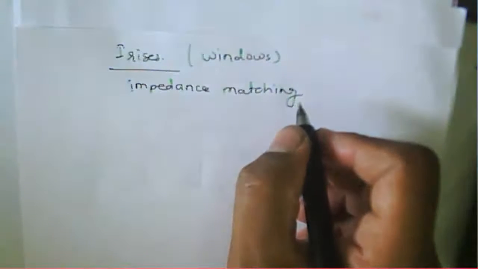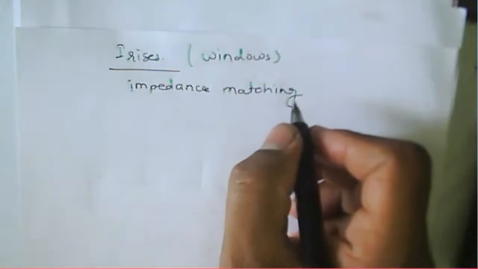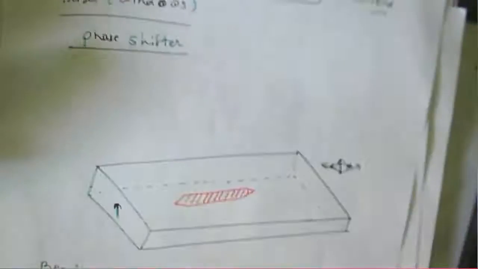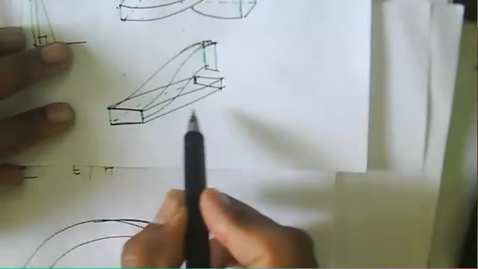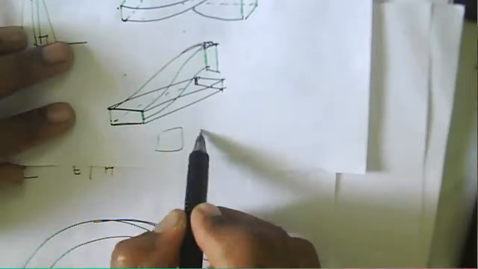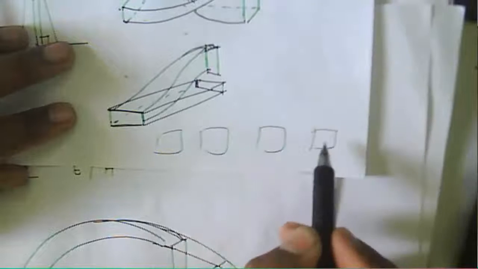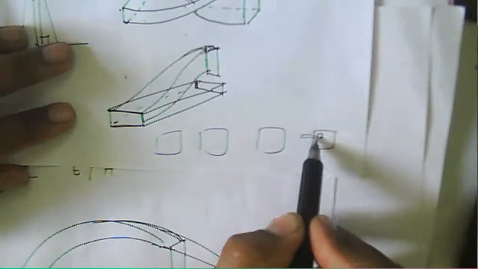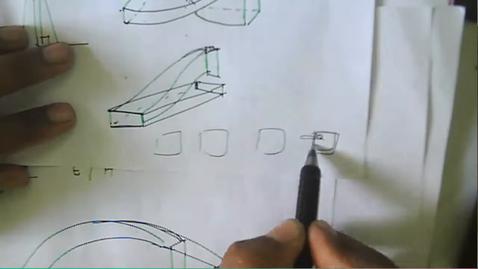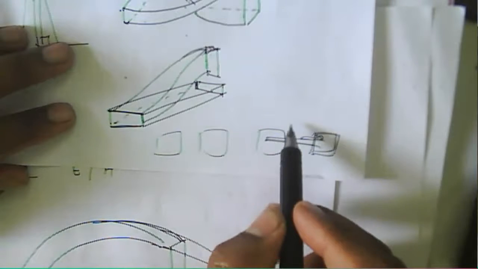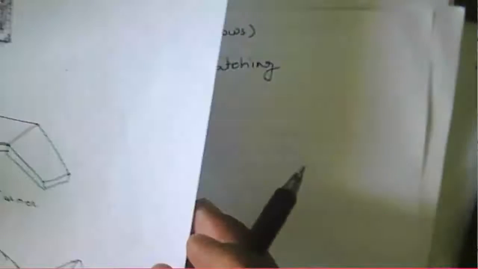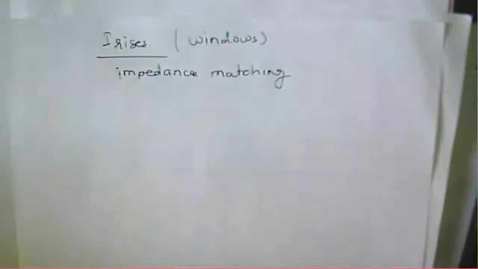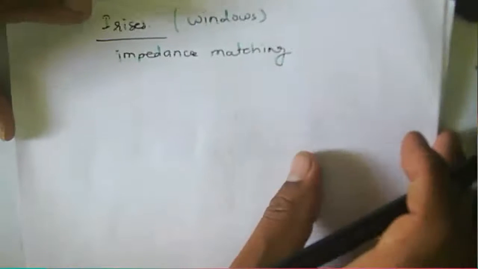But in the case of a waveguide, we don't have the same scope for impedance matching. In a waveguide we have multiple components. When we connect them and the load is not matched, the reflection occurs. So to avoid the reflection, we need to connect one more component here, and that component is the iris. We need to match the impedance.